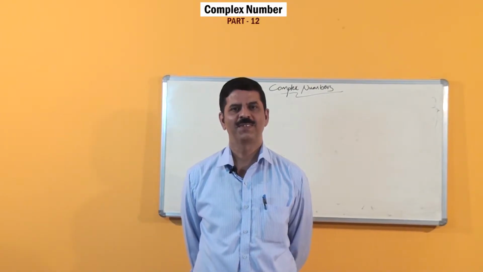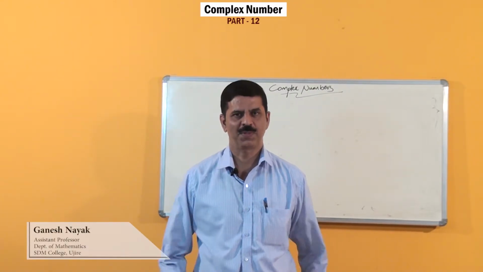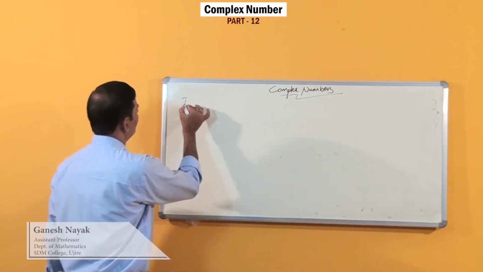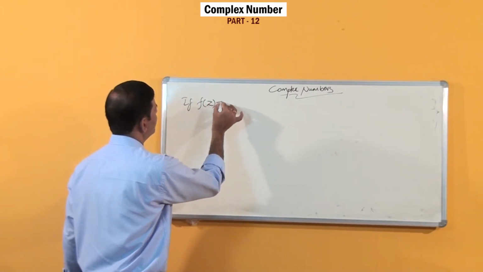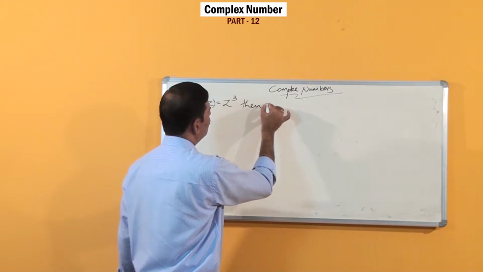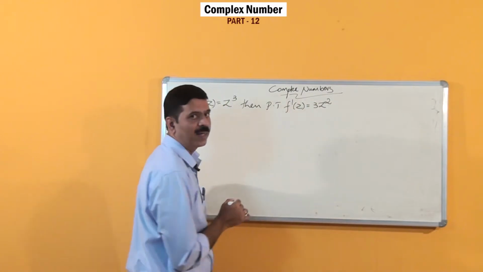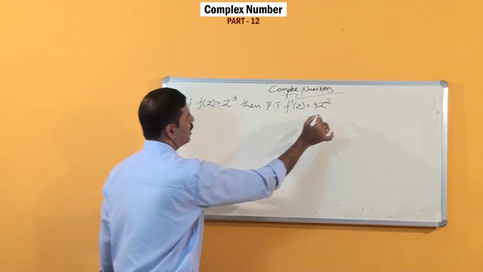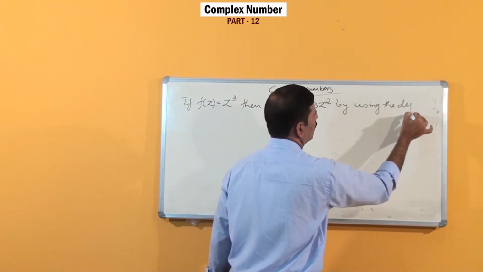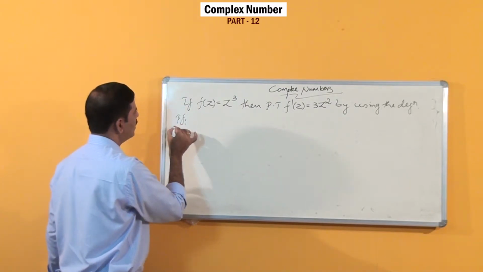Hello friends, today we will solve some problems on derivatives on the set of complex numbers. The problem is: if f of z is equal to z cube, then prove that f dash of z is equal to 3z square by using the definition. Now, here is the proof.